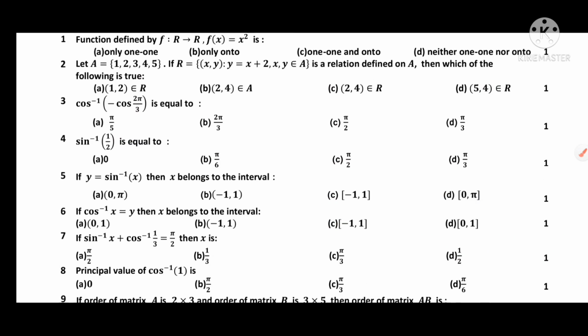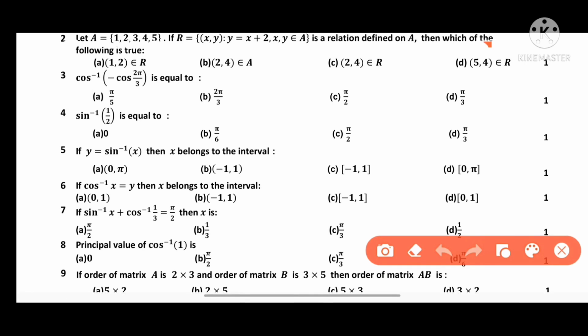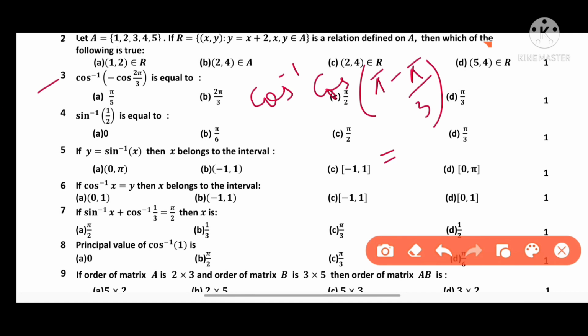Next, cos inverse. Cos of minus cos of 2 pi by 3 is equal to, now this is written as cos inverse cos of pi minus pi by 3, which is equal to pi by 3. So the answer is D option.